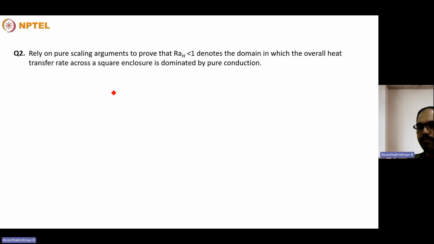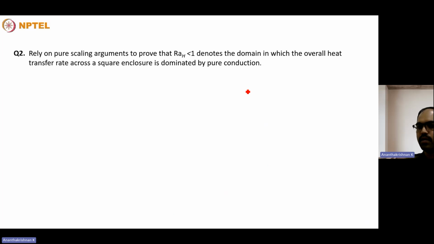The question says rely on pure scaling arguments to prove that Rayleigh number with respect to height h less than 1 denotes the domain in which the overall heat transfer rate across a square enclosure is dominated by pure conduction. So this is the first heat transfer regime. We have to say that Rayleigh number less than 1 denotes the phase where the heat transfer rate across a square enclosure is dominated by pure conduction.